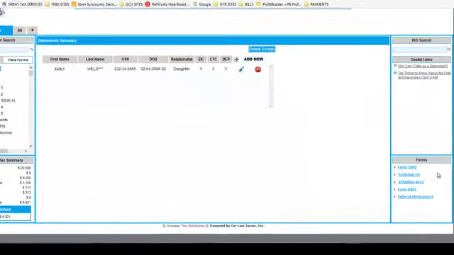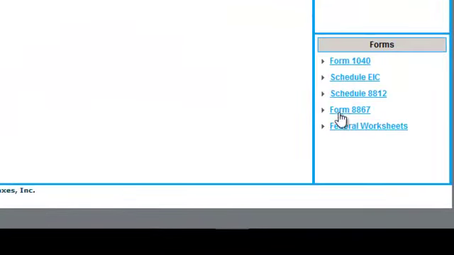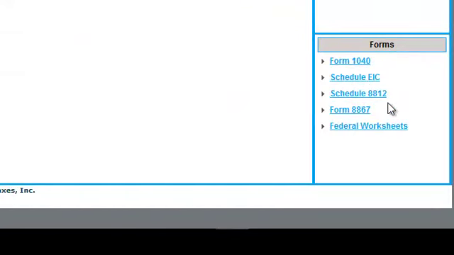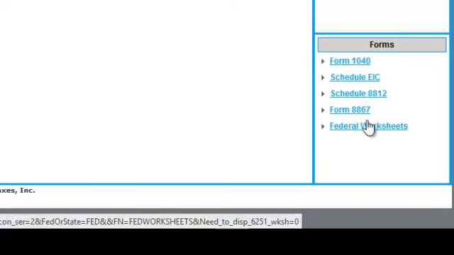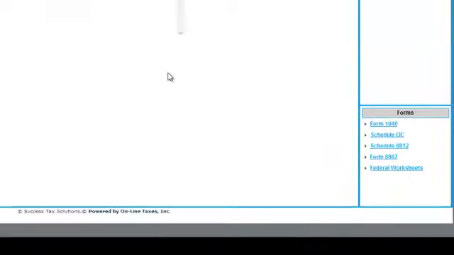As we said, this is a 1040A. The forms are populated as you see as they're being filled out. The schedule for the earned income credit, the Schedule 8812, forms 8867, which we haven't filled out yet, but we will to close it out. And this is pretty much done for this return. It's a simple return, as we said in the beginning.